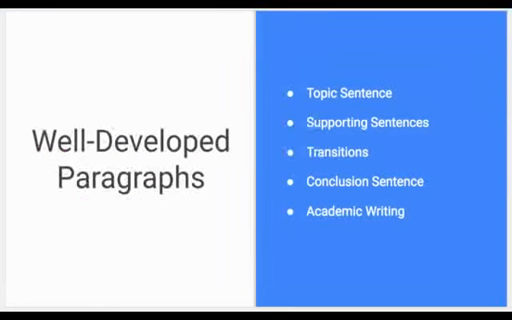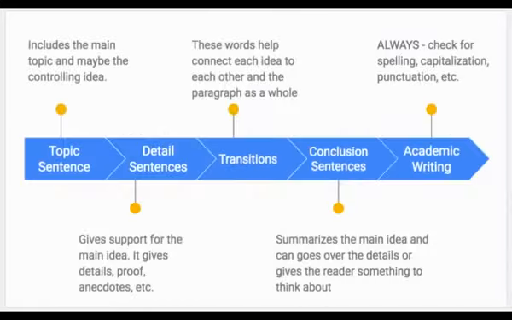So in review, a well-developed paragraph will have a topic sentence, supporting sentences, transitions, a conclusion sentence, and academic writing. All of these things put together will give you a well-developed paragraph. So again, topic sentence, the main idea or the main topic and maybe a controlling idea. Your detail sentences give support for the main idea, gives details, proof, anecdotes, which are stories, etc. These words, transition words, help connect each idea to each other and the paragraph as a whole.